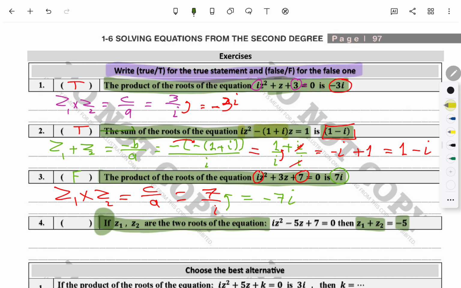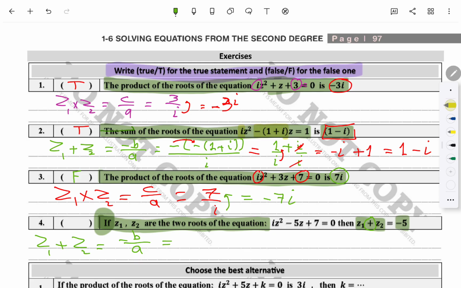z1 and z2 are two roots, so he is asking you to add them. z1 plus z2 will give you, according to the rule, negative b over a. He didn't say sum here, but he is writing a plus. That means he is asking for the sum rule.